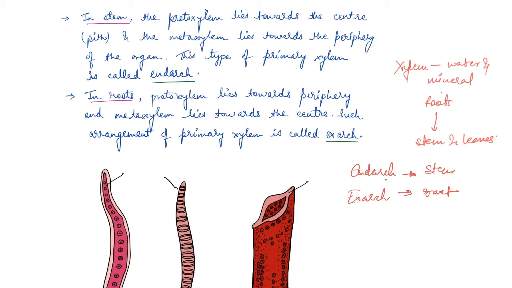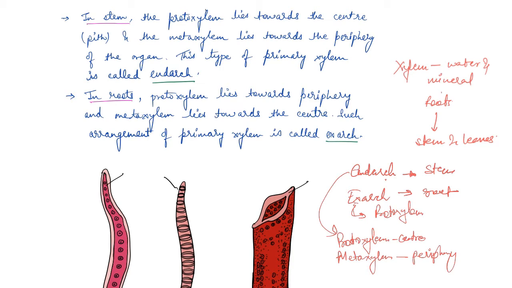What happens here? Here, in endarch, protoxylem is towards the center and metaxylem is towards the periphery. What happens in the case of exarch? Protoxylem is towards the periphery and metaxylem towards the center or the pith, right? So with this we complete xylem.